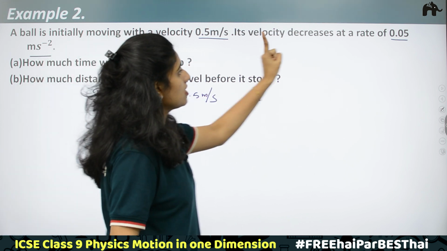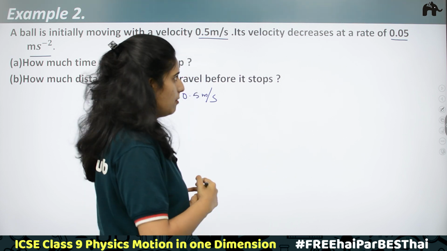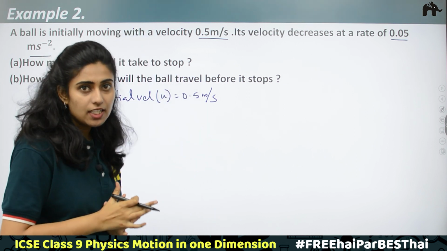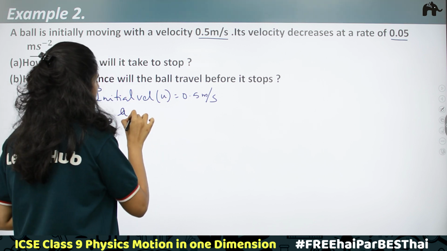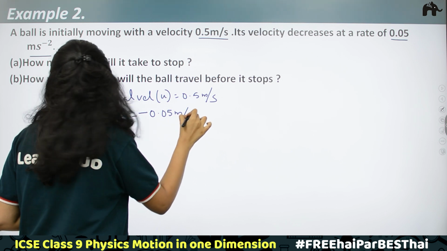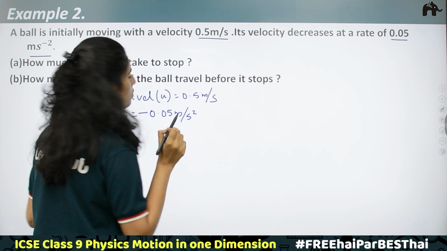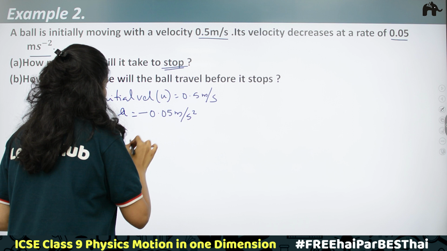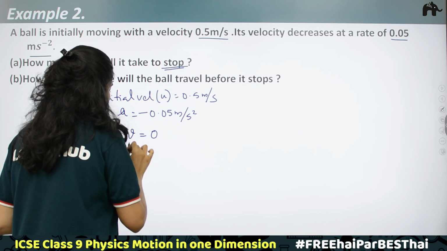Now its velocity decreases, which means here retardation is happening, deceleration or negative acceleration is happening at a rate of 0.05 meter per second square. What does it mean? It means that the acceleration value will be negative. Acceleration a will be minus 0.05 meter per second square. Now, A part of the question, how much time will it take to stop? Since it is coming to a stop, we'll have final velocity v is equal to 0. We have to find the time.